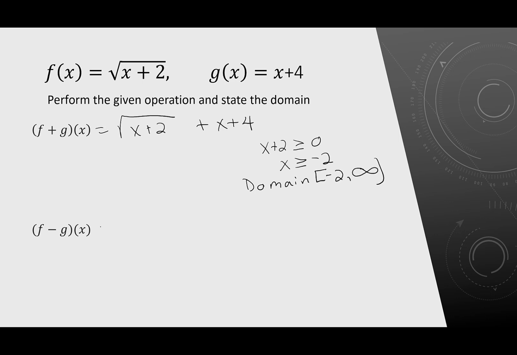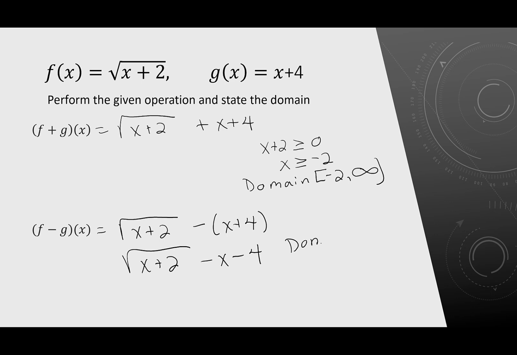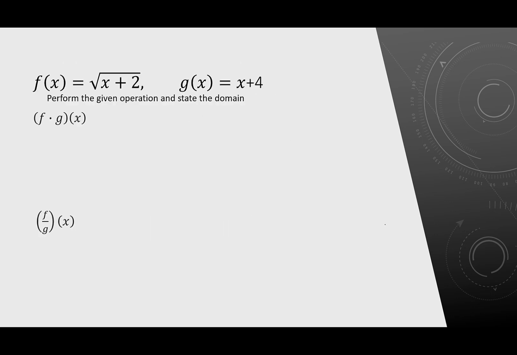For subtraction, f minus g, I have the square root of x plus 2 minus parentheses x plus 4. I can drop the parentheses and make it the square root of x plus 2 minus x minus 4, but that's all I can do. The domain is the same as f plus g. It is negative 2 to infinity. For multiplication, I would have the square root of x plus 2 times x plus 4, and I would leave it like that. I would say the domain is still negative 2 to infinity.